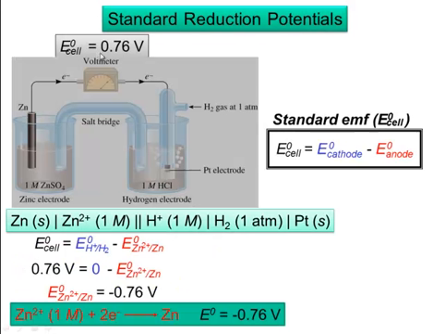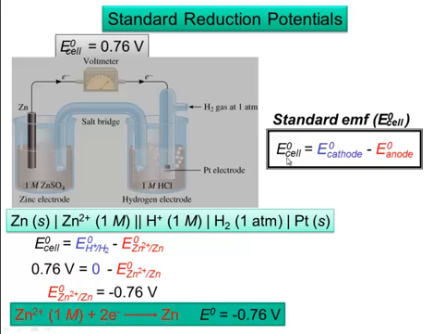Now, if the EMF of this cell is 0.76 volt as found by this voltmeter or potentiometer, then we can easily calculate the electrode potential of zinc electrode for a simple reason that we already know that the electrode potential of hydrogen electrode is 0 volts. So look at this formula. We have seen this formula earlier.